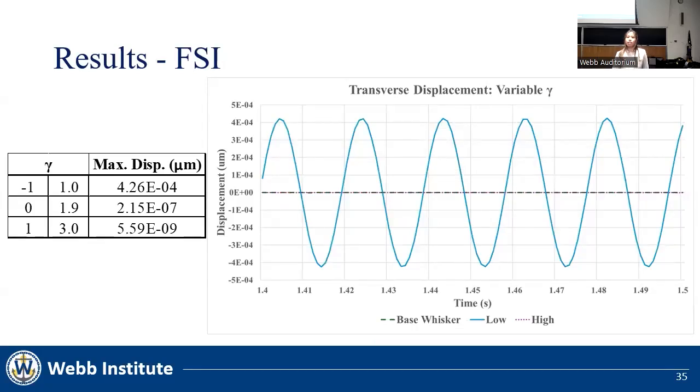This comparison shows the effect of the variable gamma. The scale on this plot was chosen to display the base whisker and the low and high conditions of the variable gamma. It is hard to see the difference between the 0 and 1 cases. However, the values on the left show that the maximum displacement of the high gamma condition is 2 orders of magnitude smaller than that of the base whisker. This data suggests that as gamma increases, the amplitude of Y displacement decreases.